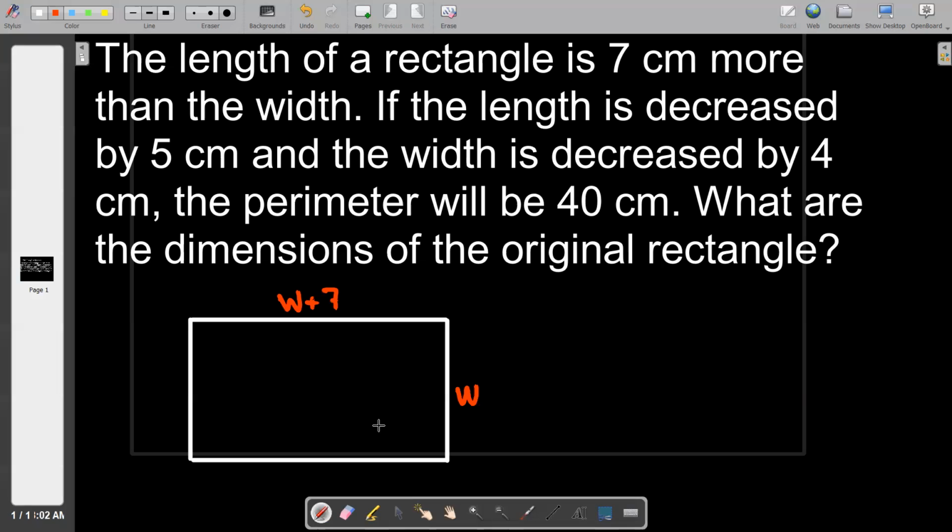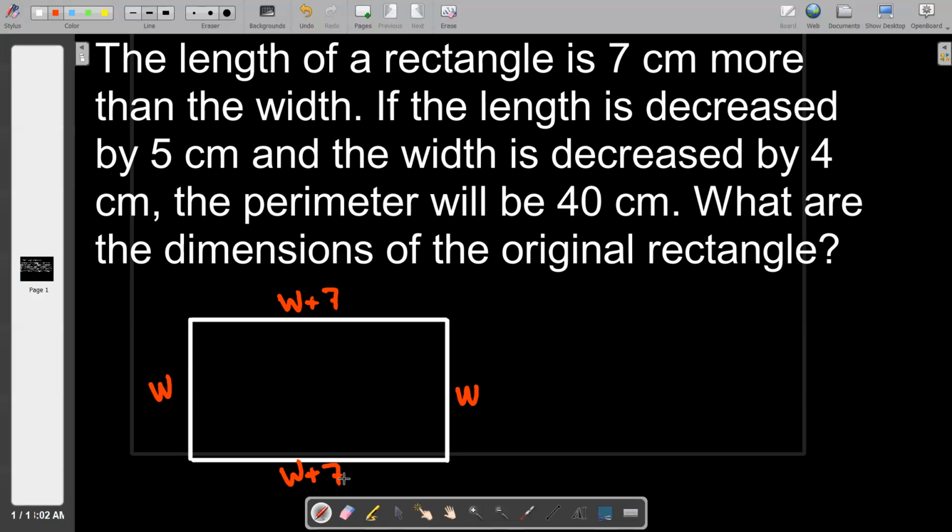This is a contextually specific variable. If we were doing the number of ice cream cones, we might use C for cones or something like that. Good so far? All right, and we definitely want to label all 4 sides. There's another width over here, and there's another length down here. And now it's time to see where the word change comes from.